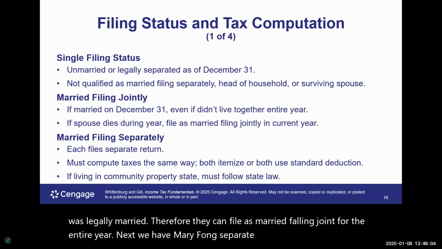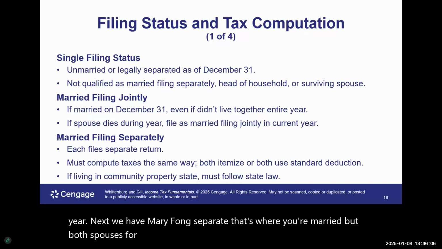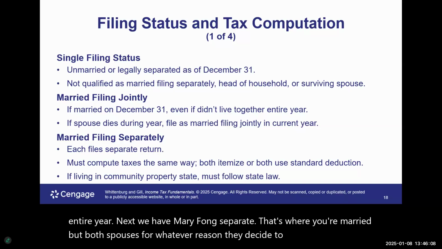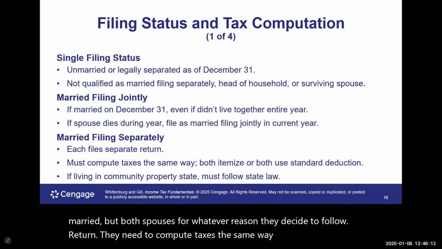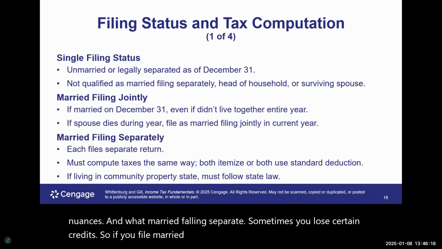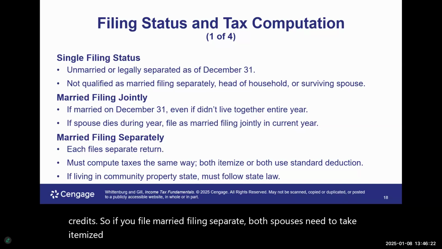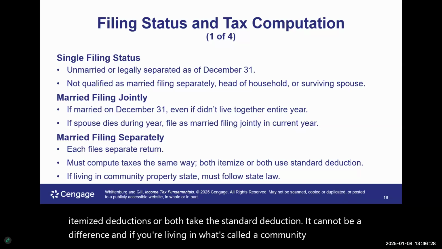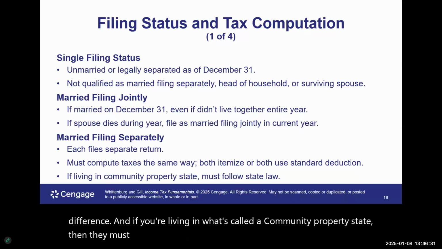Next, we have married filing separate. That's where you're married, but both spouses, for whatever reason, decide to file a separate return. They need to compute taxes the same way. That's one of the nuances. And with married filing separate, sometimes you lose certain credits. So if you file married filing separate, both spouses need to take itemized deductions or both take the standard deduction. It cannot be a difference. And if you're living in what's called a community property state, then they must follow the state law.